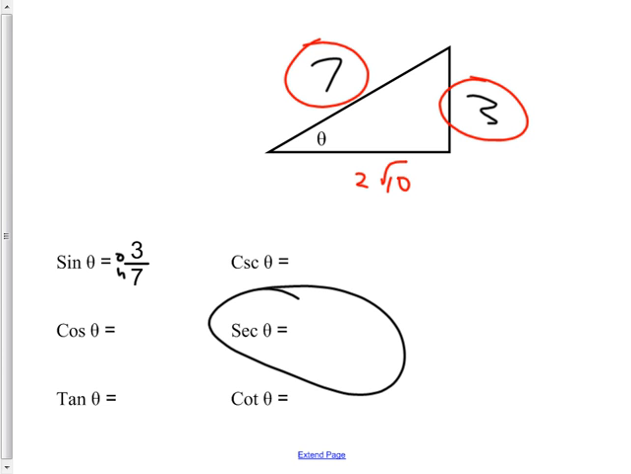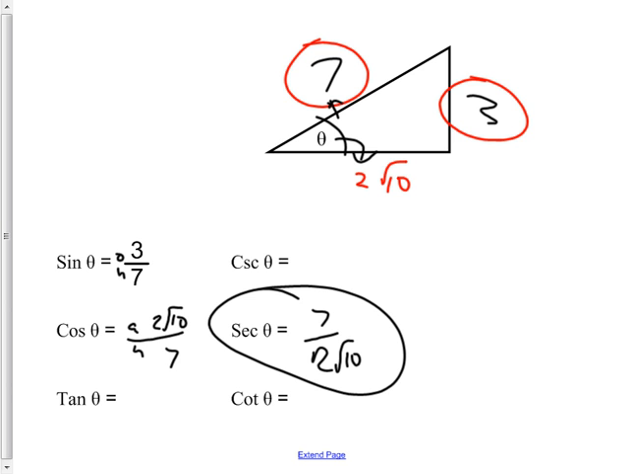Well, if it were me, I'd actually rather do cosine first and then just flip it, right? So I bet a lot of you are probably calculating cosine. Cosine is adjacent over hypotenuse. I like to write those little helper letters in. You do not have to. Adjacent over hypotenuse: 2 root 10 over 7. Then secant must be just flip that: 7 over 2 root 10. Raise your hand if you had that one right.